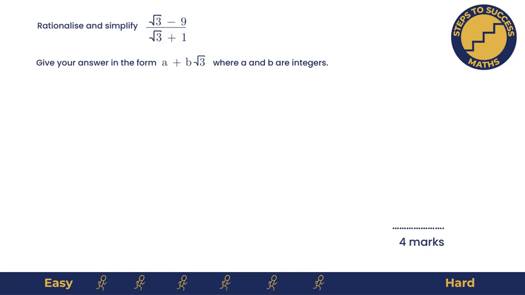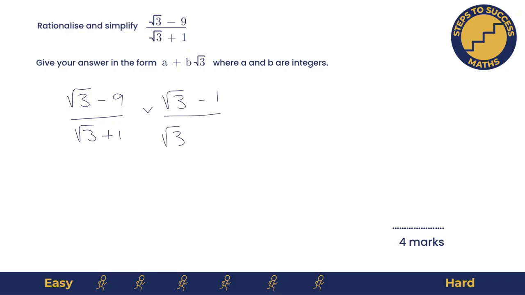Rationalise and simplify. Again, giving it in a particular form. So look at the bottom part, root 3 plus 1. Now, it's unusual for them to write the surd first and the numbers second, but very occasionally you see it. So I thought it would be good for us to do one. So we're going to multiply by root 3 minus 1 divided by root 3 minus 1.